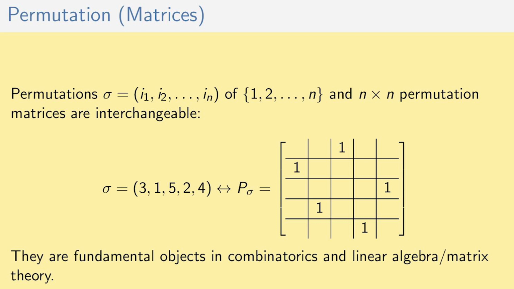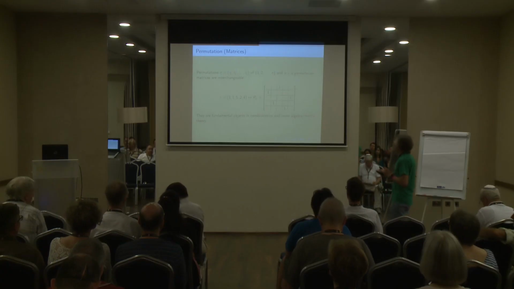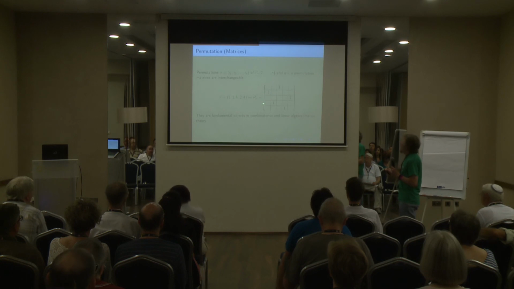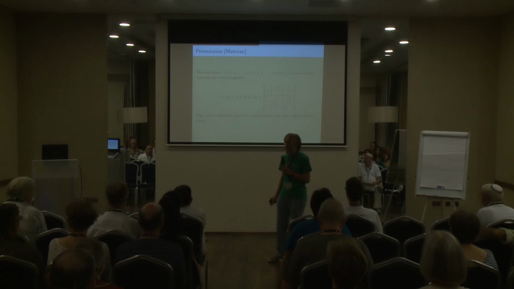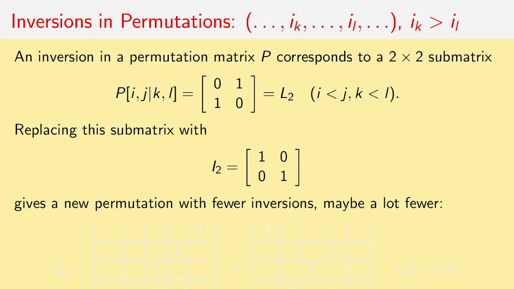Permutations, as I say, is a very common concept. Everybody knows all about them. And I can identify a permutation with a permutation matrix. I treat them interchangeably. So for instance, the fact that there is a 2 in the 4th position here means that in the 4th row, there's a 2 in the 2nd column, okay? So these are fundamental objects in combinatorics and linear algebra and matrix theory, and you all know about them.